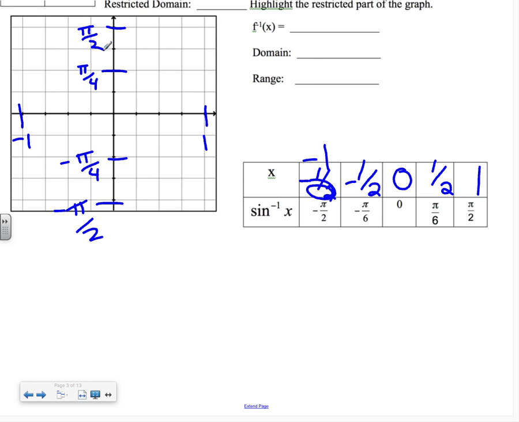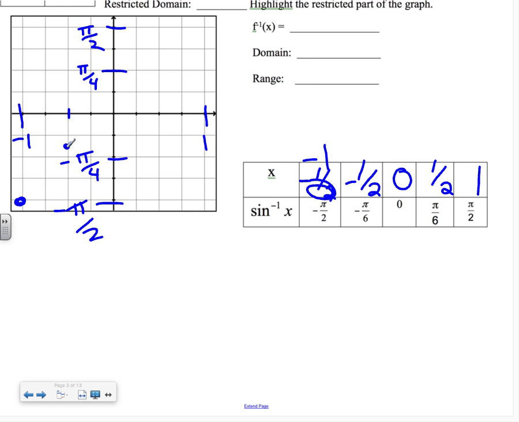I'm gonna plot these points. So when x is negative 1, y is negative pi over 2. So that's here. Negative 1/2 is negative pi over 6. So pi over 6 is a little bit more than half of pi over 4, because 1/8 would be half of that. Okay, a little bit more. All right, so this is 1/2. So pi over 6 would be probably about right there. Is that about right? Yeah.